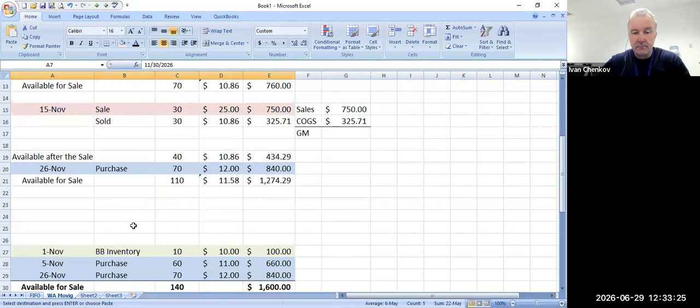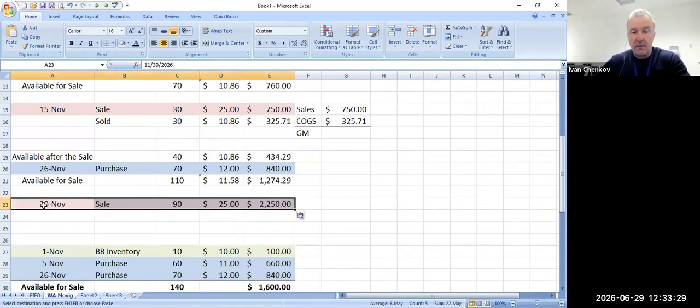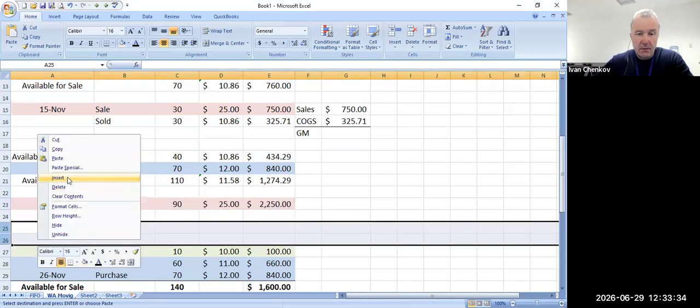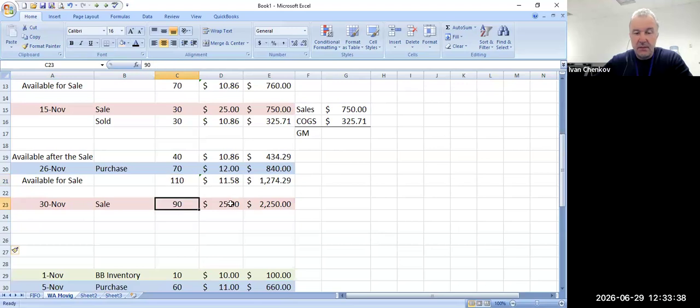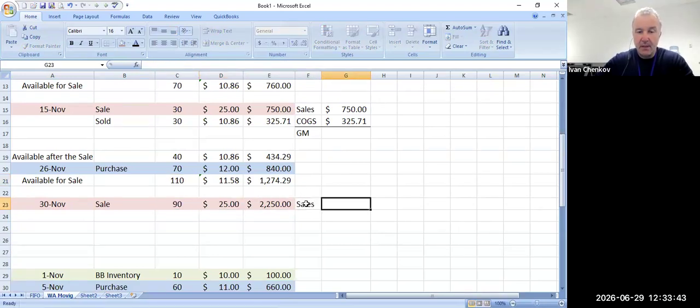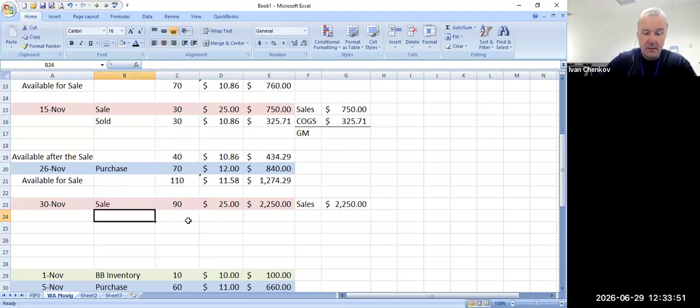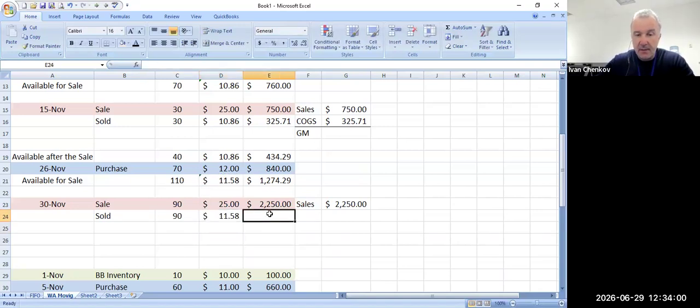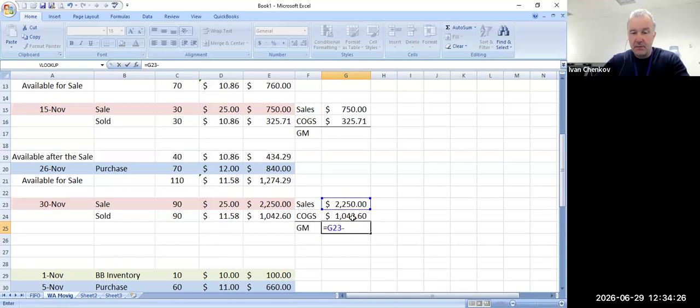Next sale. Let's sell. So we're going to sell those, sorry, 90 units at $25. We have our sales, and our sales are going to be 2,250. Now, cost of goods sold. We know that we're selling 90, and the cost of those 90 is 11.58. And then we can easily come up with the cost of goods sold, correct? And the cost of goods sold in this case is that much. I can come up with the gross margin right there. Gross margin is going to be this one minus cost of goods sold.